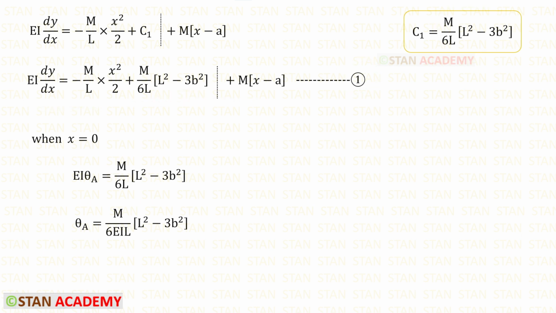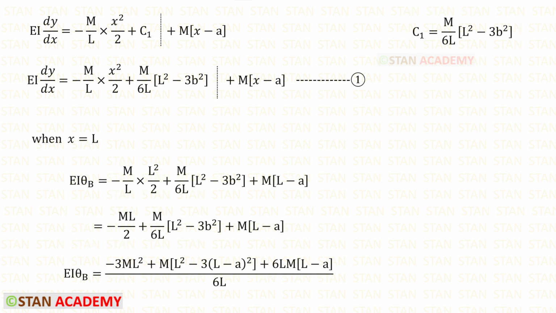To find the slope at point A, in this one, instead of x, we have to apply 0. When we do that, we should not take this. For the slope at point A, we will get this. To find the slope at point B, in this one, instead of x, we have to apply L. Now we have to take this also. We can eliminate this L and square so that we will get minus ML upon 2.